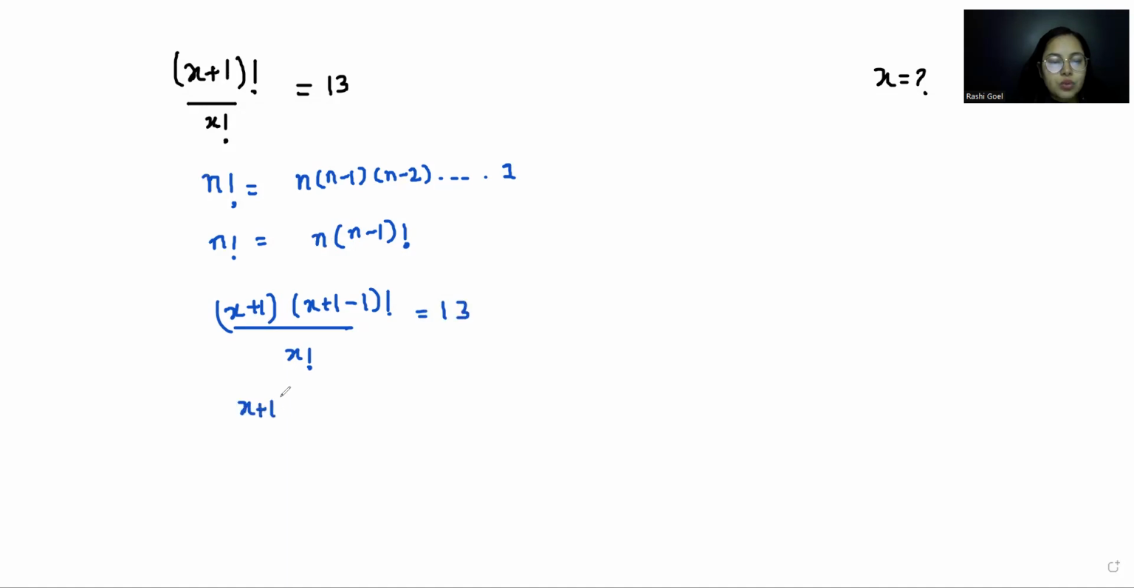So (x+1) times x! divided by x! is equal to 13. We can eliminate this, so x plus 1 is equal to 13. x is equal to 13 minus 1, which is 12. So the value of x is 12.